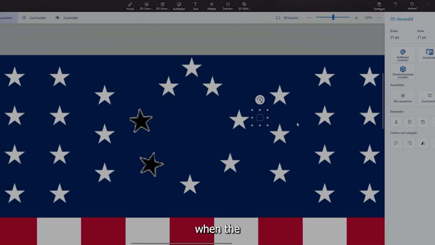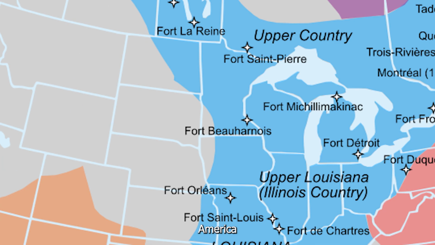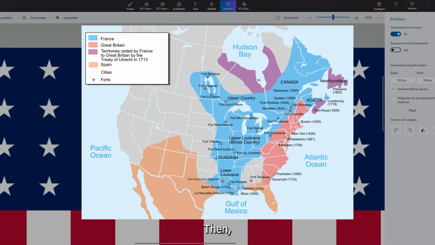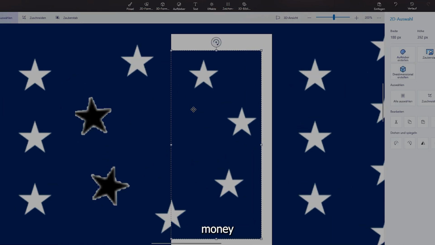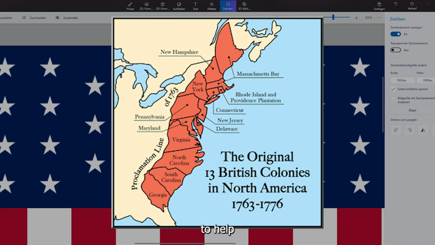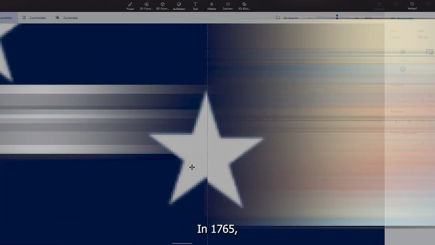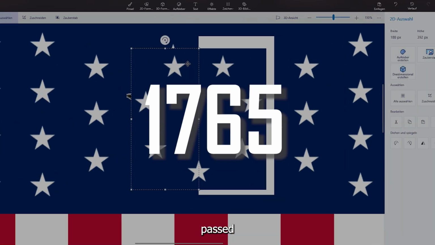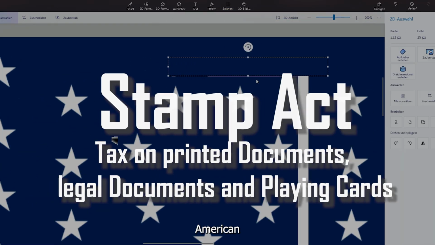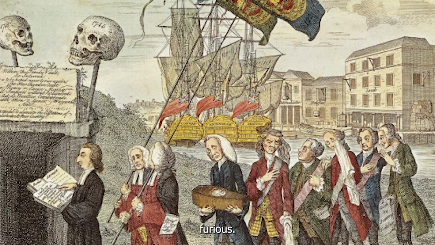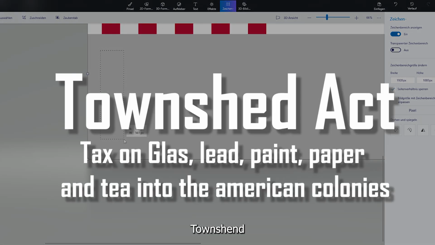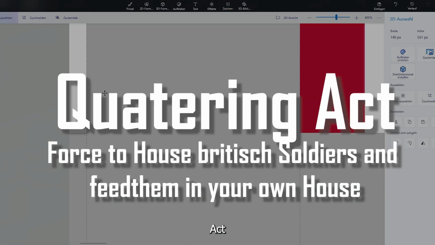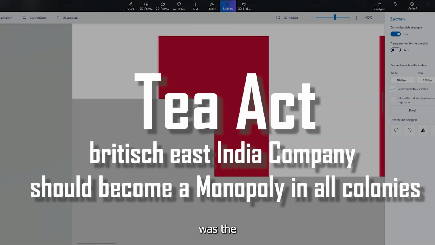It all started when the British and French arrived in North America and colonized the land. Then after the 7 Years' War, because they had border disputes, Britain needed money and they expected the American colonies to help pay for it. In 1765, Britain passed the Stamp Act, which didn't make the American colonies happy, and they were furious, but the British didn't care. Instead, this act was followed by the Townshend Act, the Quartering Act, and the Tea Act, which was the final straw.